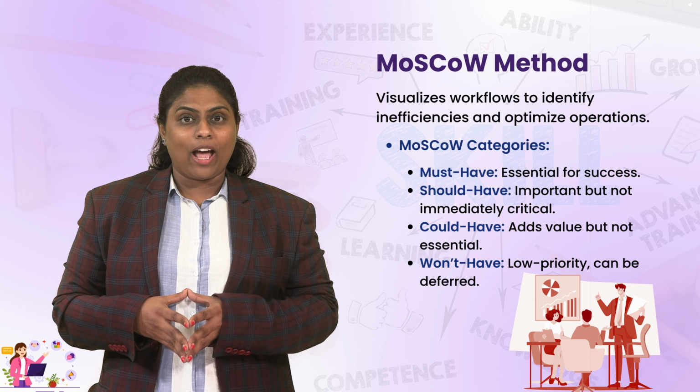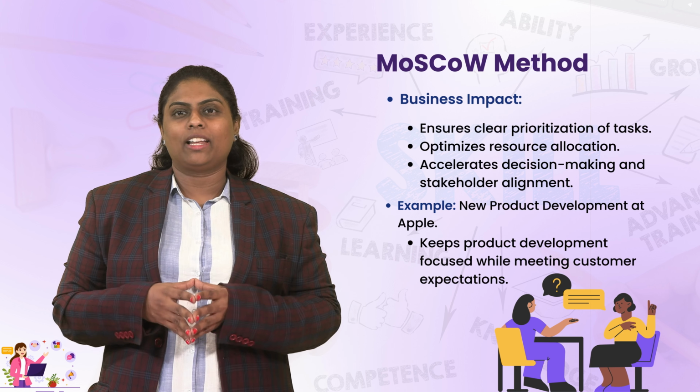And the business impact includes clear prioritization, which focuses on urgent and impactful issues. Next is efficient resource allocation, which ensures time, money, and efforts go to high priority tasks. Next is faster decision making. It simplifies conflict resolution and stakeholder alignment.